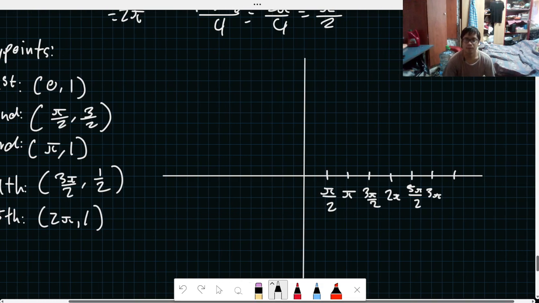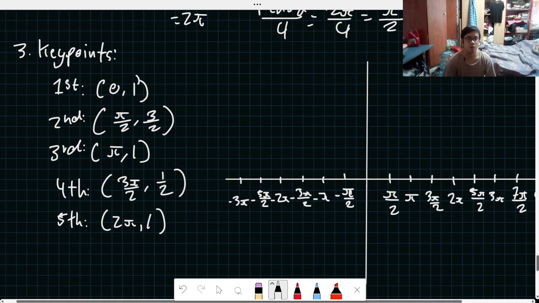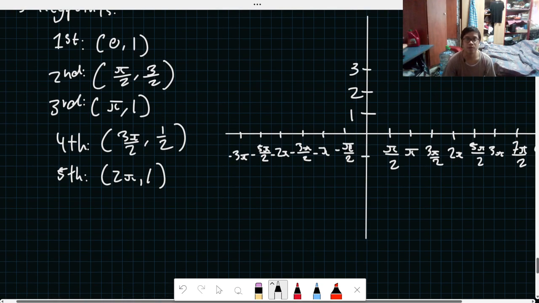Hold on. You know what? Let me just pause this one and do it on my own. All right, I already formed my horizontal integers for my x-axis. Now, for your y-axis, since we have 1, 3 halves, and 1 half, I'm going to put my integers for y until maybe 3. 1, 2, and 3. All right, so we have here negative 1, negative 2, and negative 3.